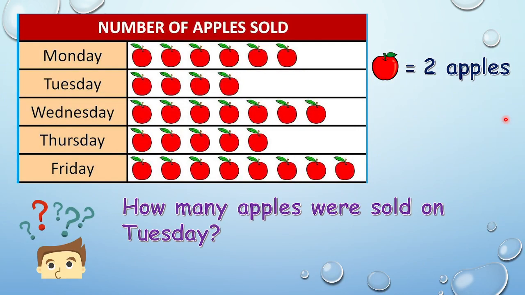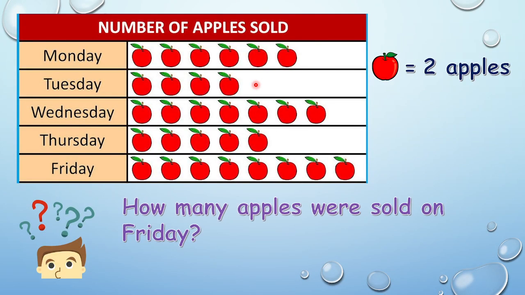Next, how many apples were sold on Tuesday? This is Tuesday. We see 4 apples and each apple is equal to 2. So we have 2, 4, 6, 8. It means on Tuesday they sold 8 apples. Understand? It's easy.